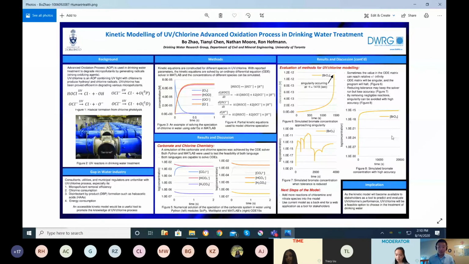And so in conclusion, and the implication of this entire project, we hope that as this kinetic model becomes more comprehensive and gets published to the public as a free simulator, without the need for access to or knowledge of MATLAB, it helps make UV chlorine a more feasible option for drinking water treatment, whether in economic feasibility, safety, or effectiveness in killing target contaminants.